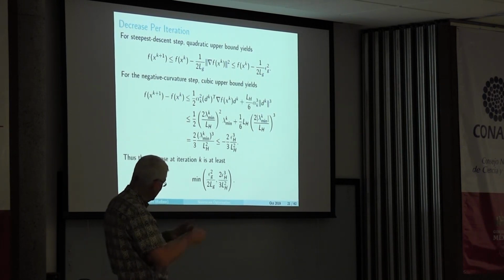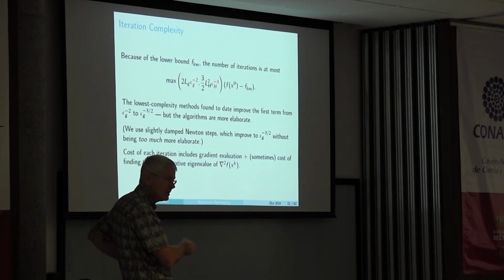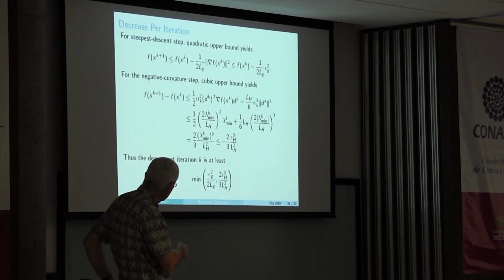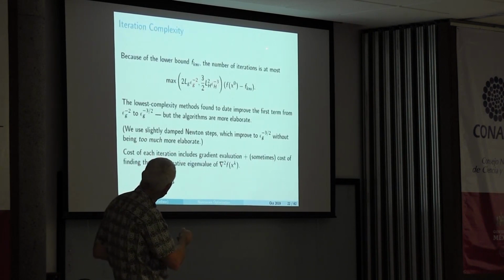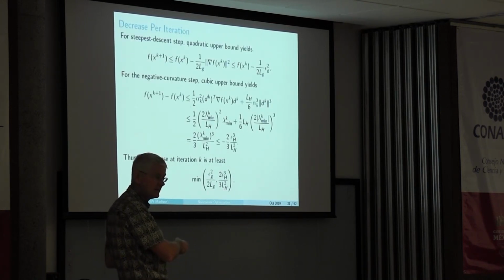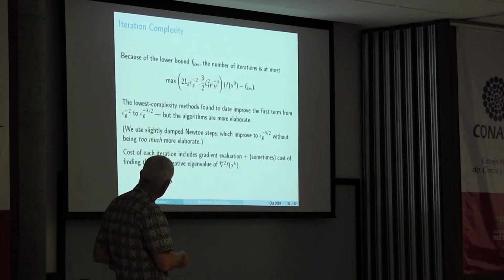And so to turn that into a complexity, we just say, you know, we start out at f of x0. We know that the function is lower bounded by f low. We know that we're making at least this much progress on every iteration. So the total number of iterations that I need is just f of x0 minus f low divided by this. Okay? That's going to give me an upper bound on how many iterations I'll need. That's all it is. Very simple idea to get a complexity.